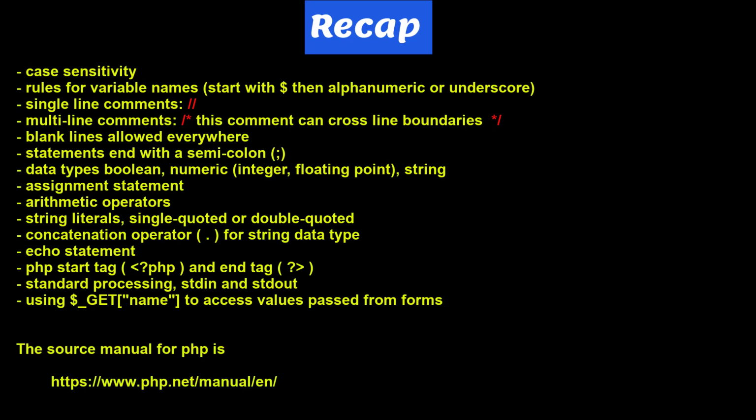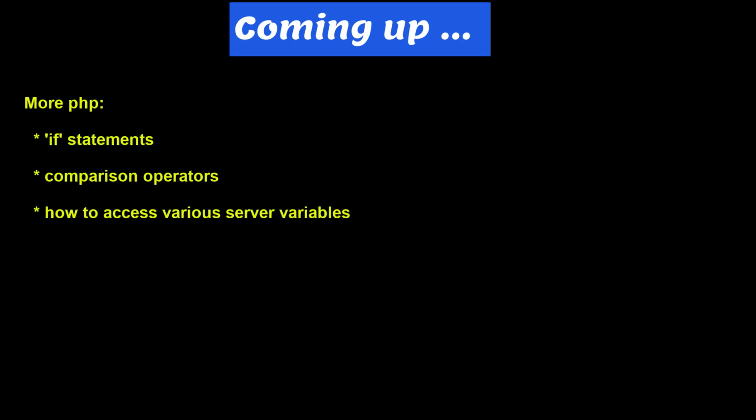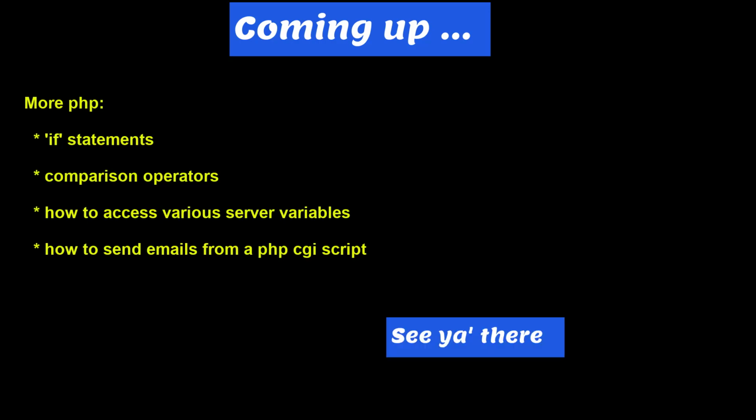The source manual for PHP is at https://www.php.net/manual/en/. Coming up, in the next lesson, we explore more about PHP, if statements, comparison operators, how to access various server variables, and how to send emails from a PHP CGI script. See you there.